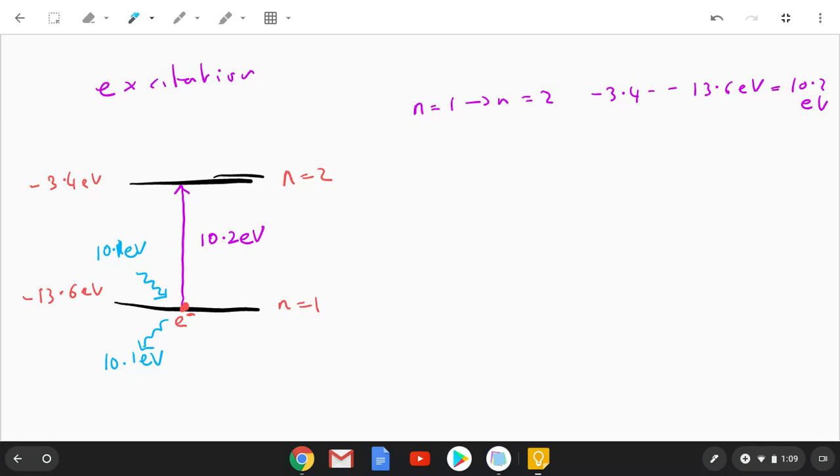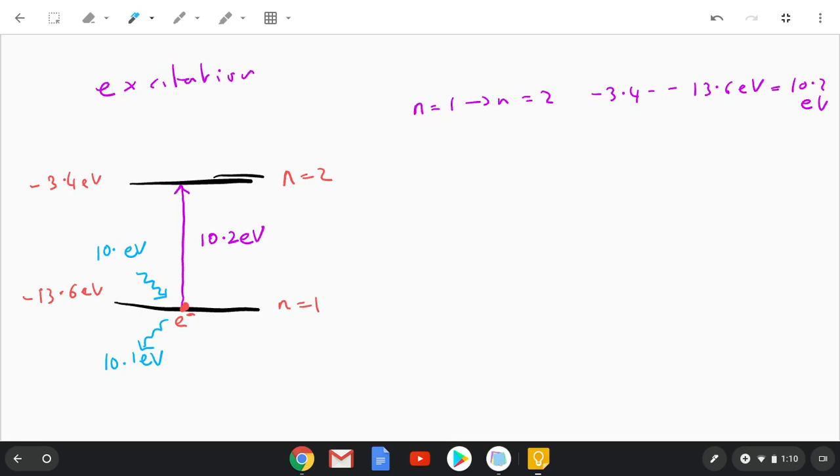The electron will only accept exactly the amount of energy needed for it to move to the next level. If the incoming photon does not have the exact energy required to move up to the next level, it will not take it. Okay, these are the rules of quantum physics. The electron does not accept that energy. It has to be exactly 10.2 electron volts.